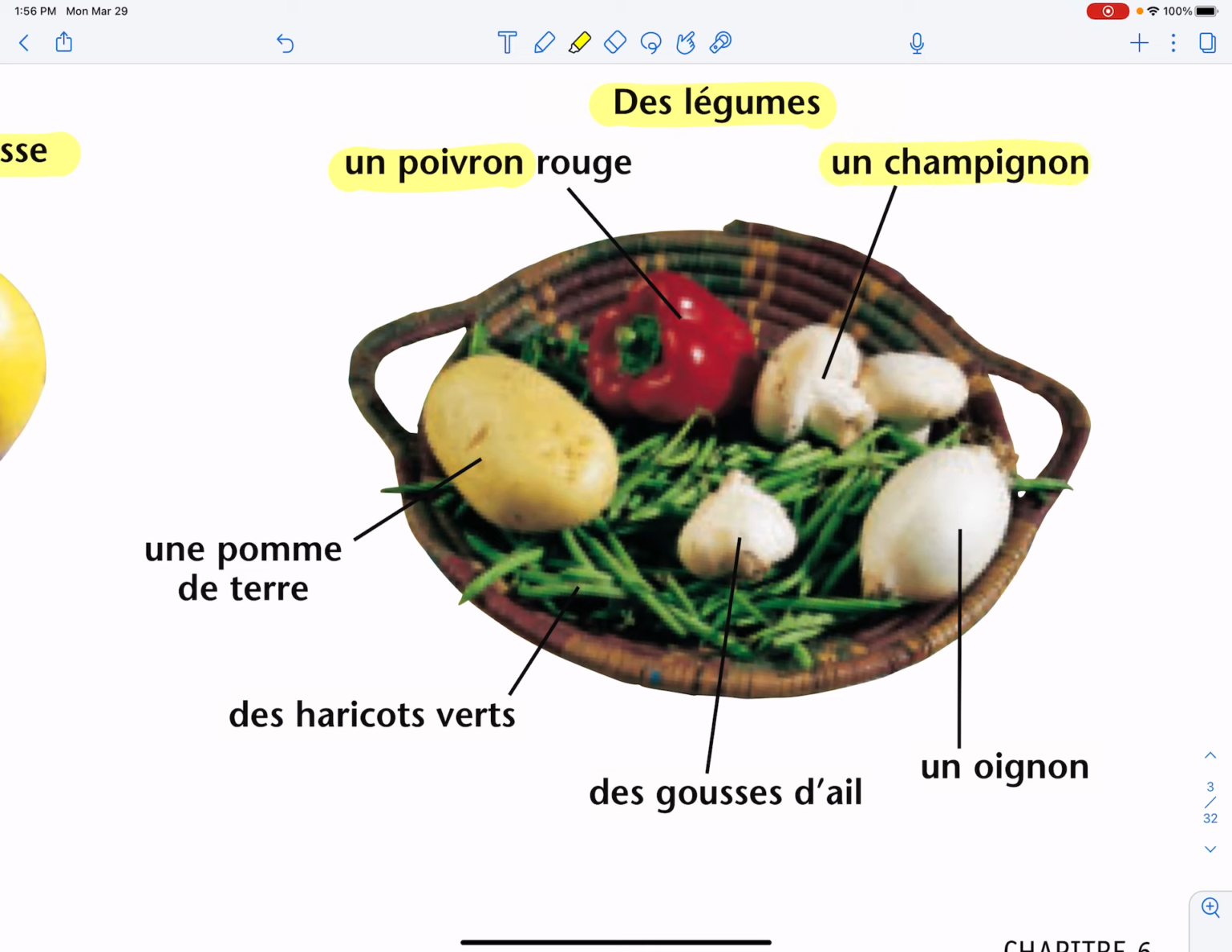Un champignon, mushroom. Technically, it's not a vegetable, but it's being grouped in with the vegetables. It's actually a fungus. Un oignon, an onion. Des gousses d'ail, cloves of garlic. The word ail here is actually the word for garlic, and if you've heard of aioli, which is a garlicky sauce spread that people put on sandwiches, it comes from the same root word. So ail is the garlic and gousse is the clove. Des haricots verts, green beans, and une pomme de terre, a potato.